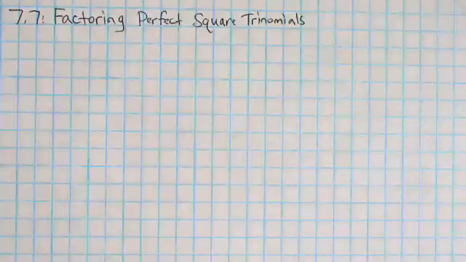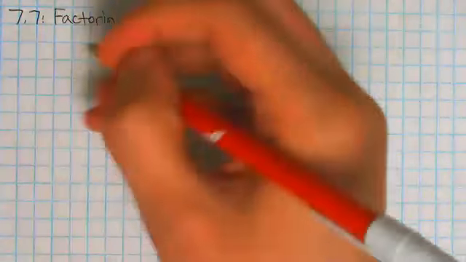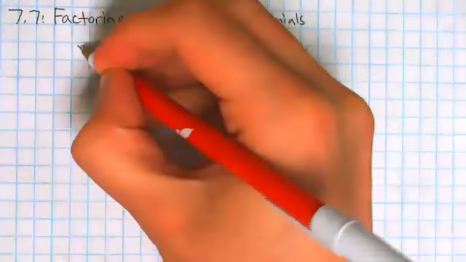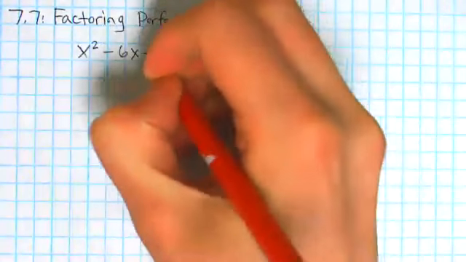Today we are looking at factoring perfect square trinomials, and this is a slightly special case of just regular factoring by grouping. In truth, the process we're going to use is going to be exactly the same, but at the very end, we're going to come up with a little bit of a strange point that we need to address. So the example we're going to use is x squared minus 6x plus 9.